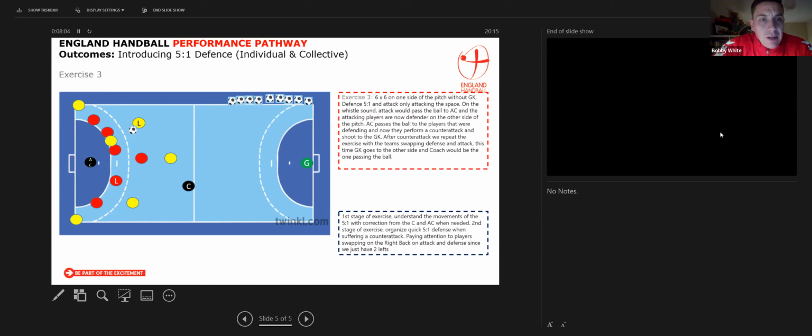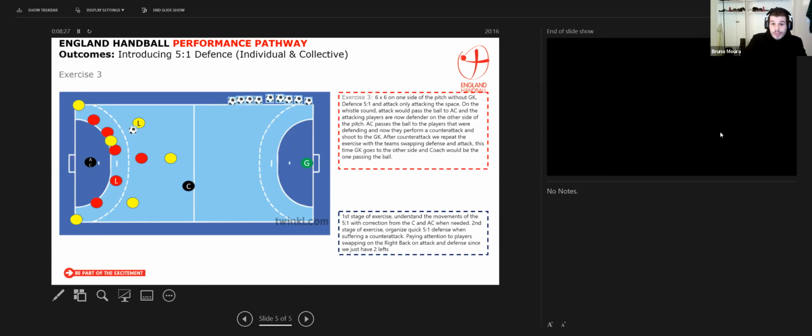I am imagining a lot of failure from the red team counter-attacking. So dropping the ball, technical mistakes, and not achieving the outcome of then testing the yellow team's 5-1. So what would you do to change the practice if that happened?